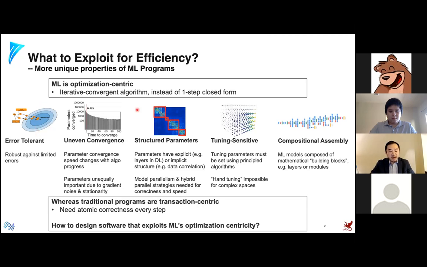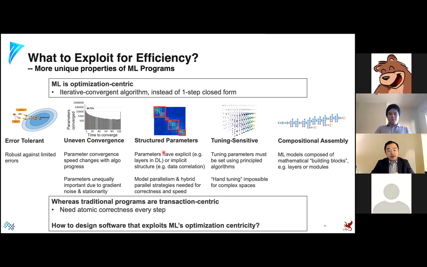There is also a phenomenon known as non-uniform convergence, meaning that when you are simultaneously solving a large number of parameters, not all of them are converging at equal speed. Some may converge faster and some may converge later. Therefore, you have the flexibility of redeploying your computational resources for parameters which are converging slower.